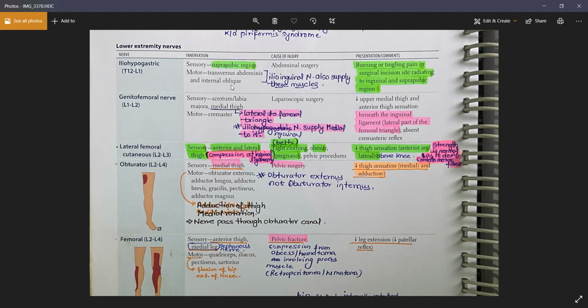So the internal oblique muscles and the transversus abdominis muscles are supplied by the iliohypogastric nerve. Do remember this name, and the suprapubic region is also supplied by the iliohypogastric nerve. So whenever you have burning sensations in the suprapubic region, in case of UTI or after a cesarean section, you will sometimes have this burning sensation because of damage of this nerve, right? Whenever you have suprapubic tenderness or a suprapubic burning pain in case of UTI, okay, it is all because of this iliohypogastric nerve. Okay, very important.